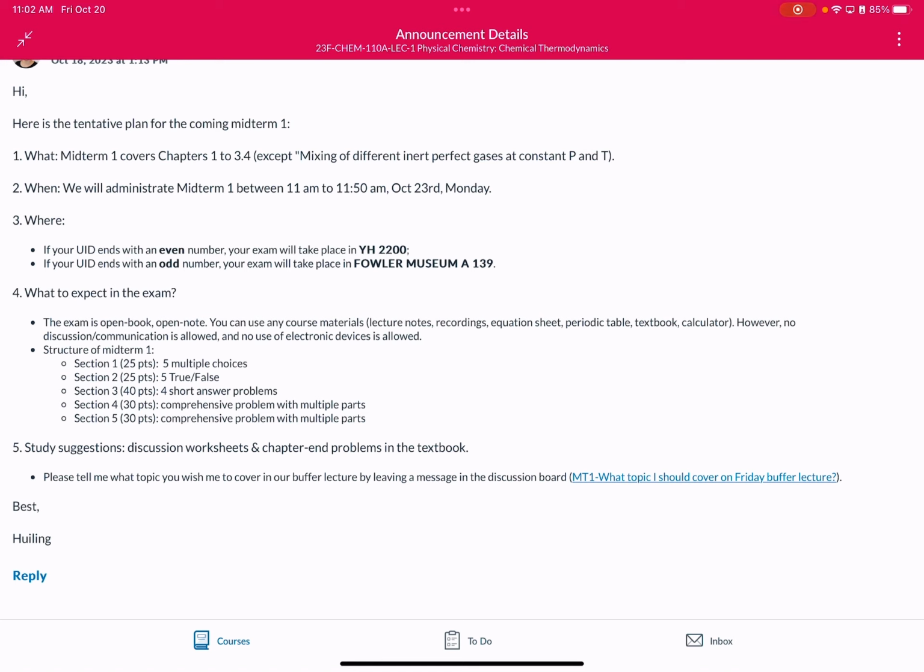Section 3 will be 4 short answer problems. Those will be like a straightforward calculation or something that you just quickly explain. You shouldn't take more than 5 minutes on each of those short answer problems. And then sections 4 and 5 are comprehensive problems. That means multiple-part problems like your discussion worksheet or some of the longer examples we did in class together.